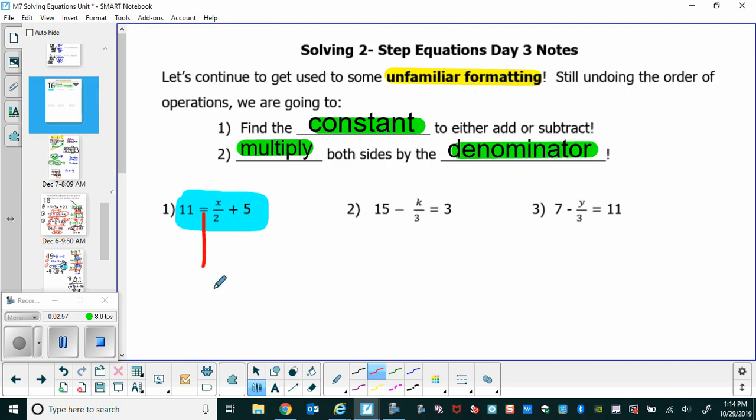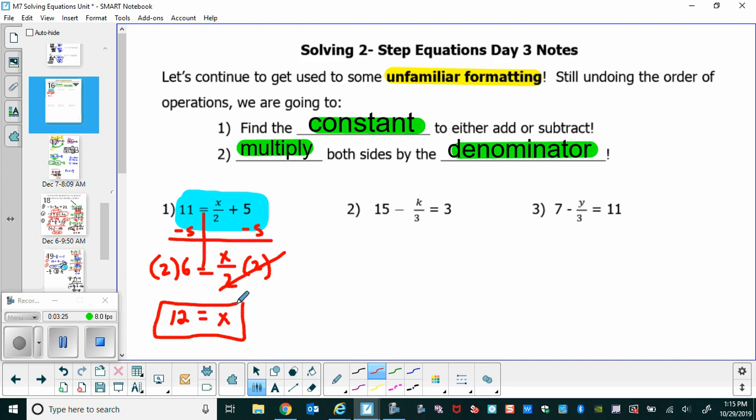You still drop your line and say, okay, what's my constant? Here it's a positive 5, so I'm subtracting 5 from 5, write it right underneath it. And then you subtract your 5 on this side. It would cancel out over here, and you're left with x over 2 on this side. Over here, we have 11 minus the 5 is the 6. And so now we're going to simply multiply both sides by the denominator of 2. So over here we see 2 times 6 is 12. And that would equal, that cancels out our x right here. And to check, you can just do 12 divided by 2, which is 6, and 6 plus 5 is 11.